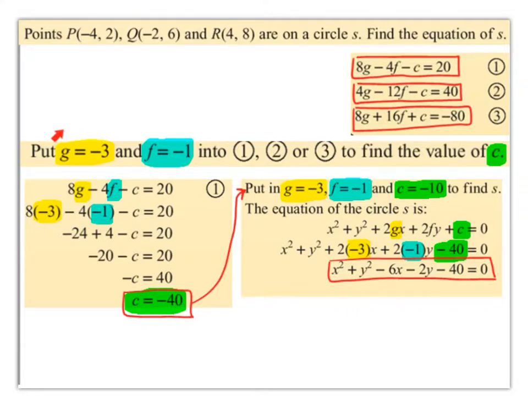So now we have g, we have f, we have c. So we put g is equal to minus 3, f is equal to minus 1, and c is equal to minus 40 to find S. The equation of a circle is x squared plus y squared plus 2gx plus 2fy plus c is equal to 0. This is given in our formula book. Swap the g for a set of brackets, put minus 3 into it. Swap the f for a set of brackets, put minus 1 into it. Swap the c for a set of brackets, put minus 40 into it. Or you can just straight away put in minus 40 since there's no letter attached. So we have x squared plus y squared minus 6x minus 2y minus 40 is equal to 0. And this is the equation of circle S.